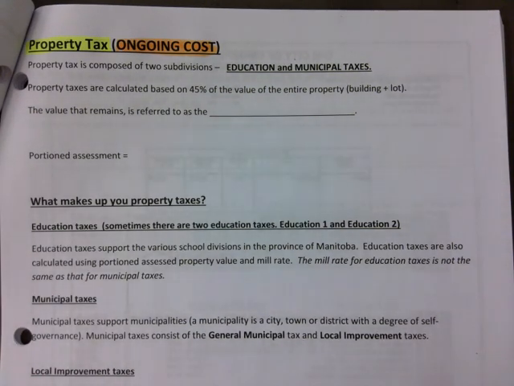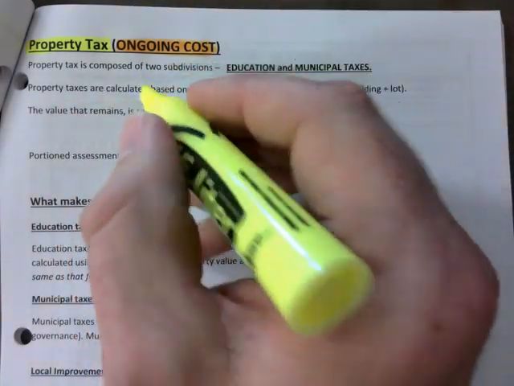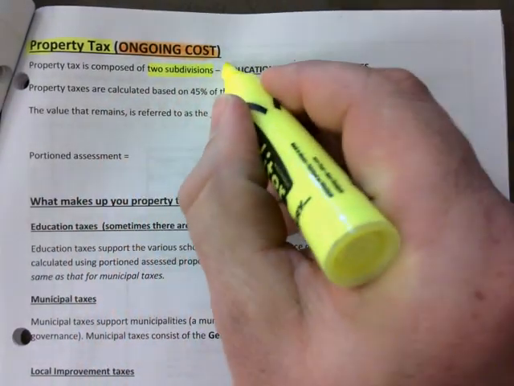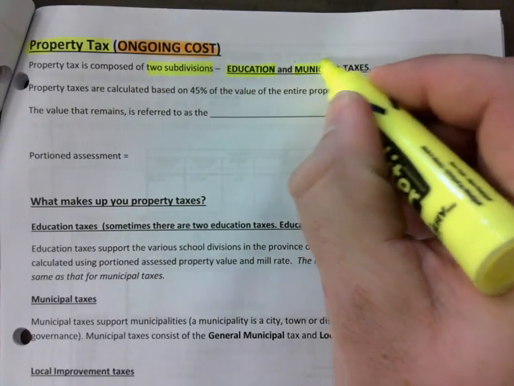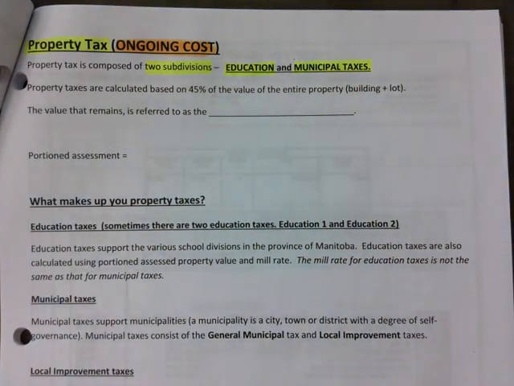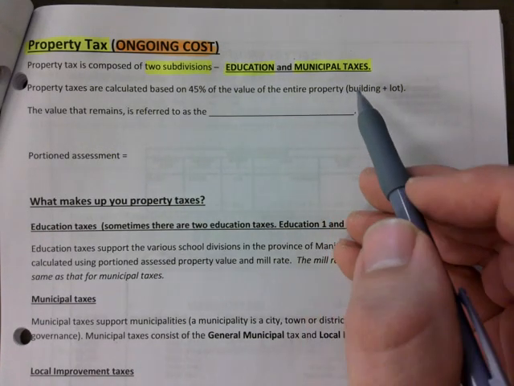Property tax is composed of two subdivisions. Okay? Two subdivisions. There's an education tax and a municipal tax. Education, where do you think it goes? That's slowly being reduced a little bit. So the government has kind of said, hey, you're going to pay less education tax, we're going to get it from somewhere else. I don't like the sound of that. But anyways, and then municipal taxes.